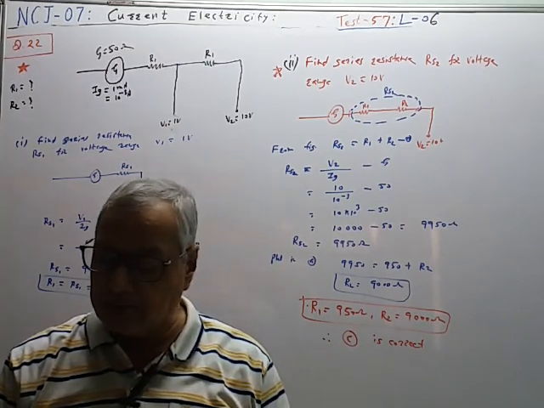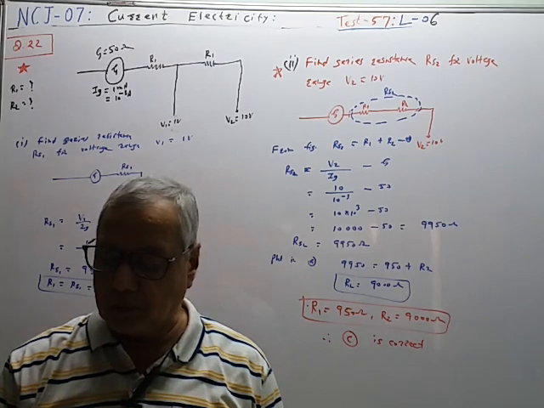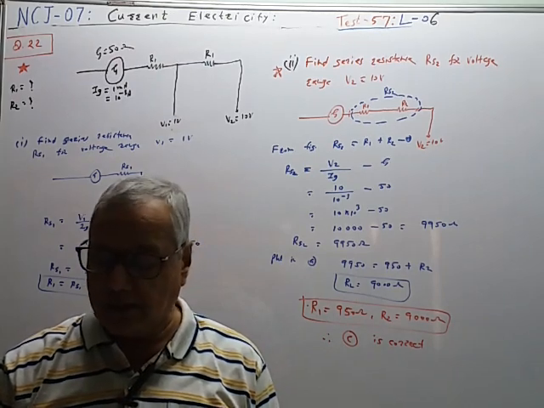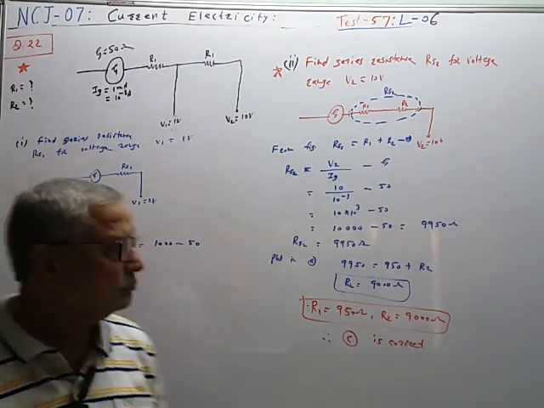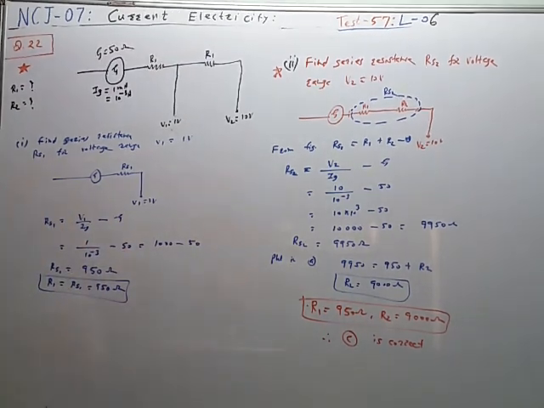First resistance is 950, not 900, 950 ohm. Printing mistake is there. And second resistance is 9000 ohm. Like this. So this second part is important.